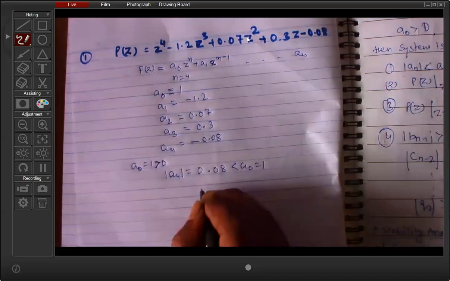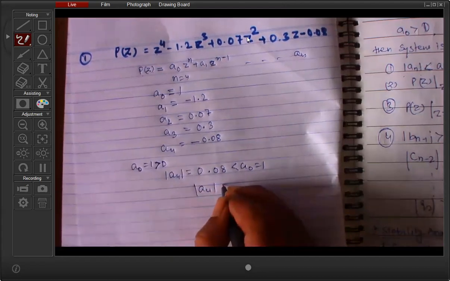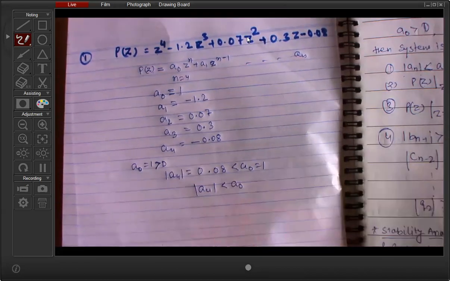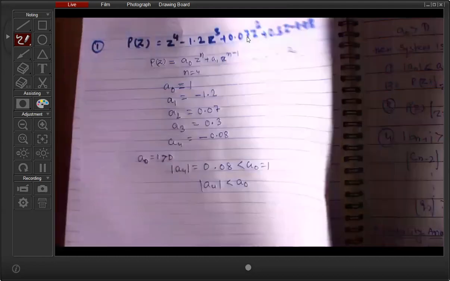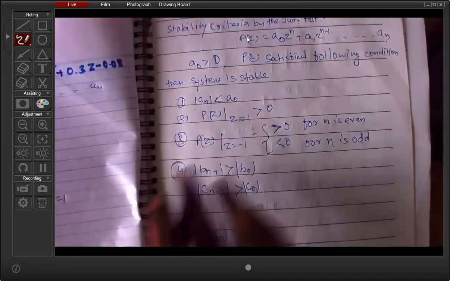तो क्या ये कंडीशन सेटिस्फाई हुआ कि मॉड्यूलस मैग्नीट्यूड ऑफ A4 इज लेस देन A naught? तो दूसरा कंडीशन सेटिस्फाइड हो गया. नेक्स्ट कंडीशन क्या है Jury stability criteria का? What is the next condition?